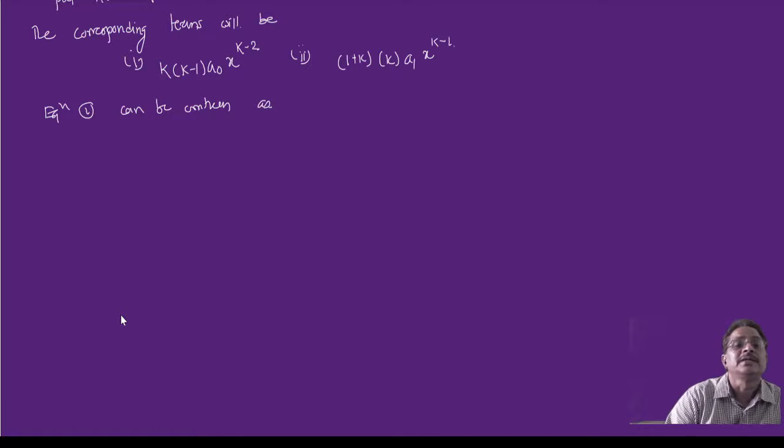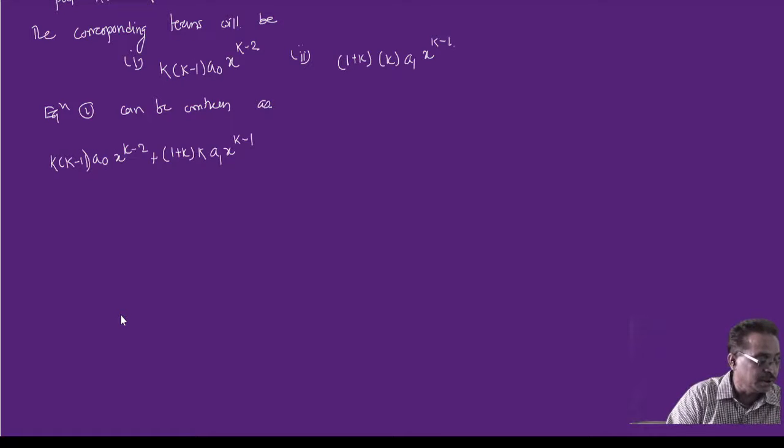So rewrite this. Now the first term will be k into (k minus 1) into a0 multiplied by x raised to k minus 2, plus (1 plus k) into k multiplied by a1 times x raised to k minus 1.